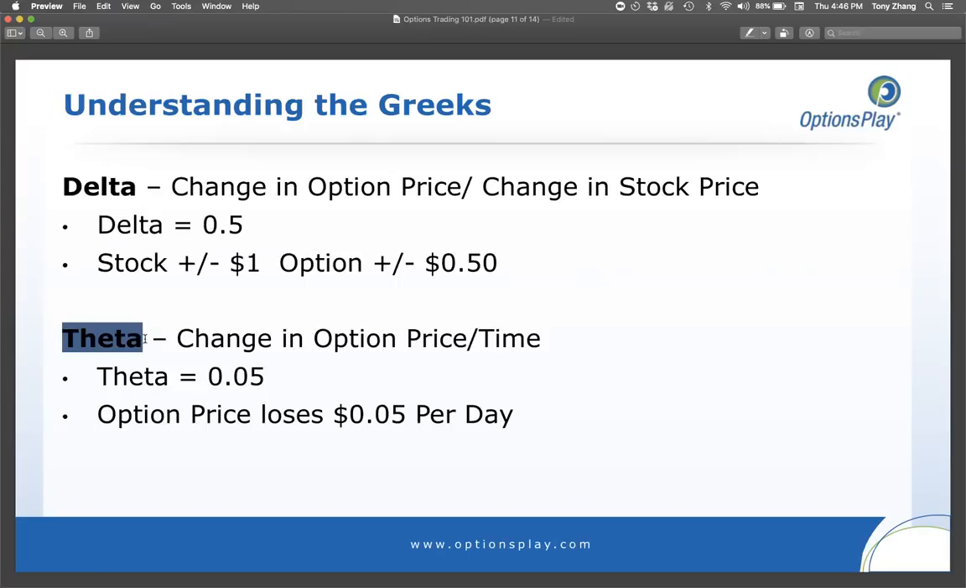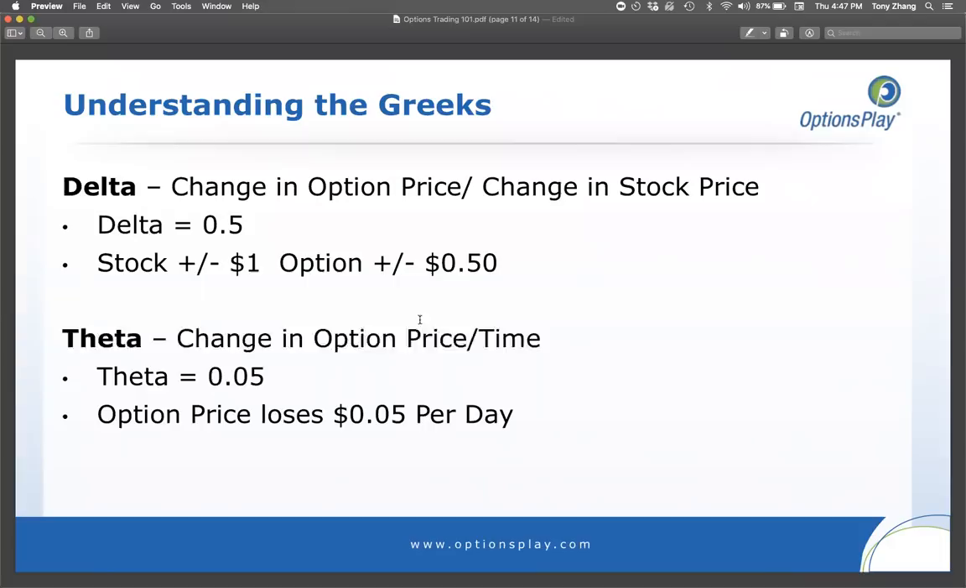The second most important Greek is theta. This is the concept that, because an option has an expiration date, the price of that option will decay in value as you approach options expiration. That decay works in your favor if you're selling options, and it works against you if you're buying options. And this is why, generally speaking, more traders will typically sell options than buy options. You're only buying options when you're trying to speculate. That's really the only time you're doing that.